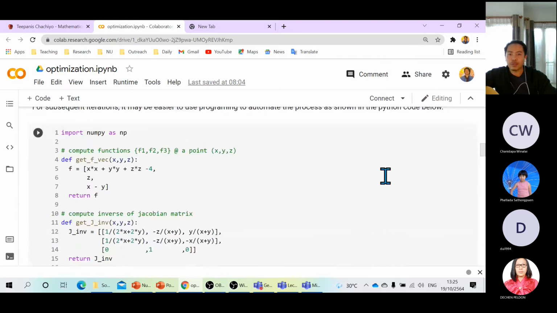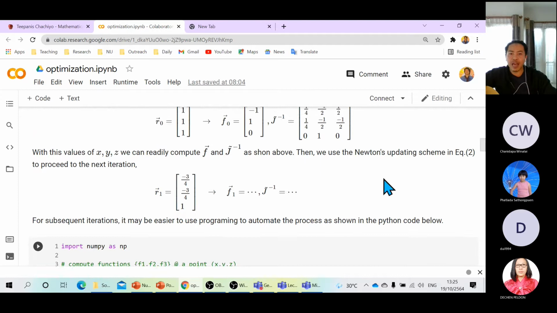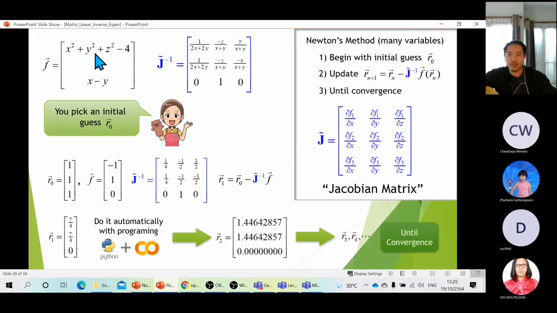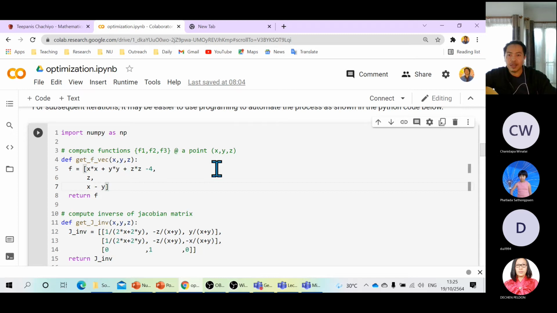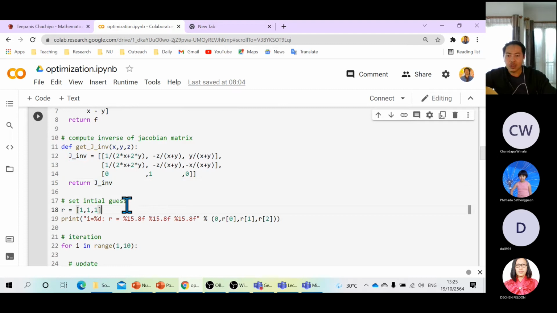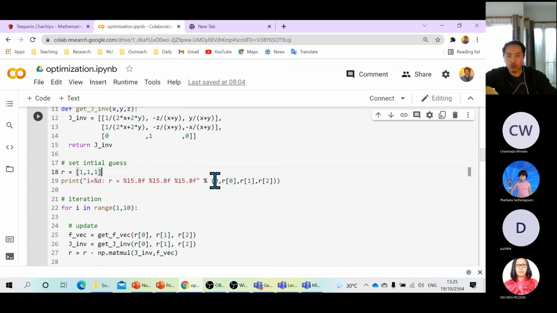Now we have some explaining text over here. Let's skip that because it's the same as in the lecture. In this program, I first defined as a function my f vector in Python code. You have first line, second line, third line. It's the same as the lecture, same formula here. What about the next part? I have then defined my inverse of the J matrix. Then I set my initial guess, and then I print out the value just to report the value.